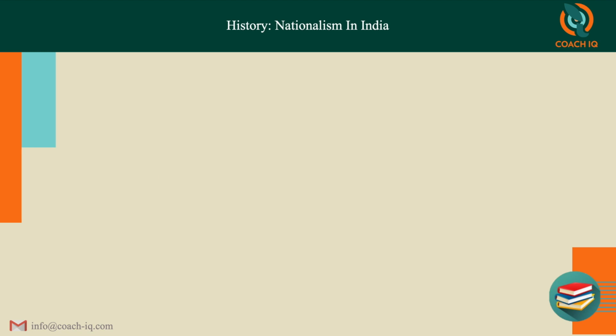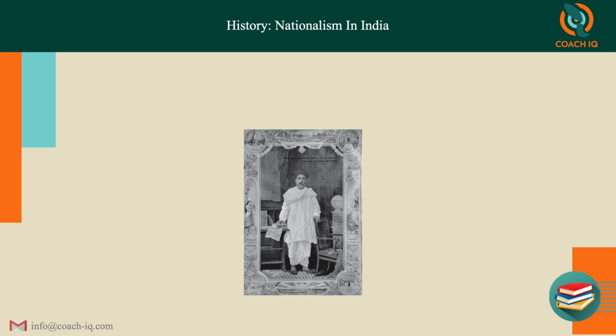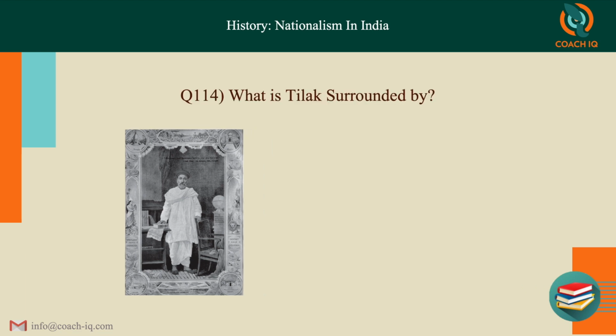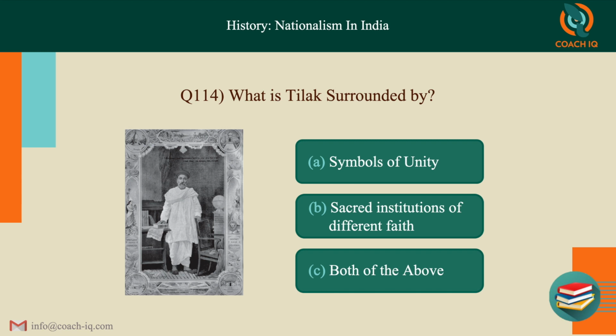In the next image, you see a very ornamental frame with the image of a person in the center. This person is Bal Gangadhar Tilak, and he is surrounded by symbols of unity, that is the institutions of different faiths. Now here the question could be, what is Tilak surrounded by? Symbols of unity, or sacred institutions of different faiths, or both of the above? The answer is both of the above, because you have the masjid, the church, the temple, all these holy institutions, sacred institutions of different religions are seen.